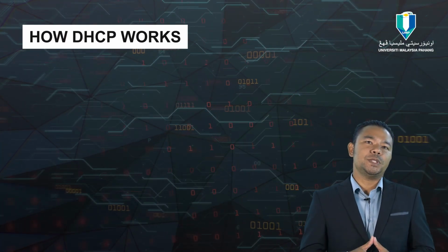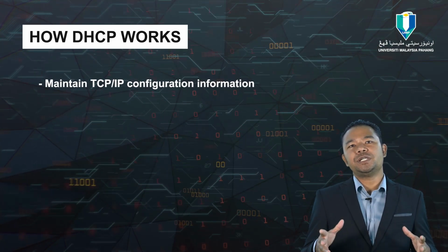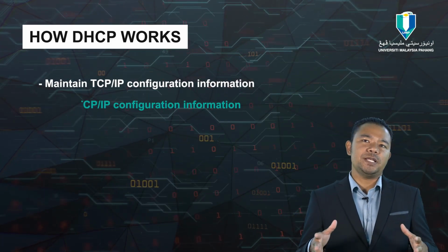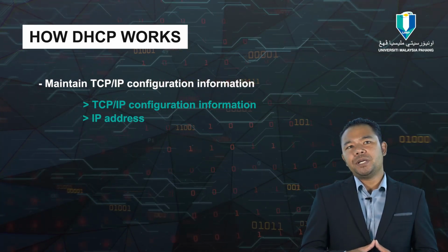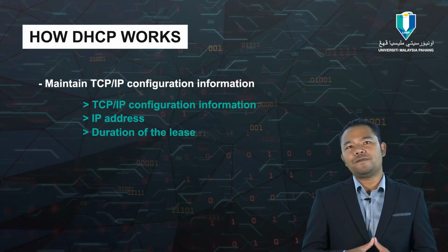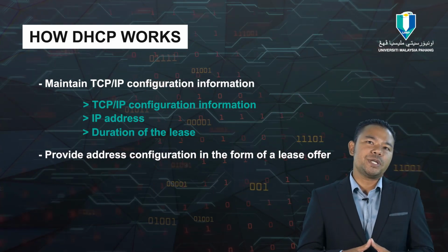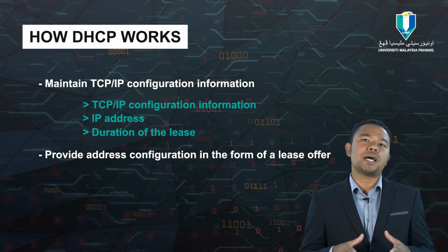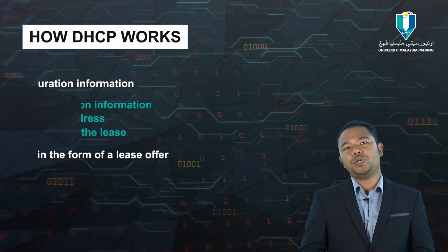How does DHCP work? The DHCP server maintains TCP/IP configuration information such as valid TCP/IP configuration parameters, valid IP addresses and the duration of the lease offered by the server in a database. It provides address configuration to DHCP-enabled clients in the form of a lease offer. This is an example of how DHCP works.